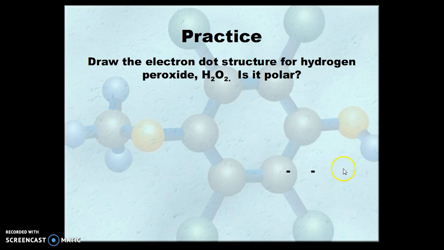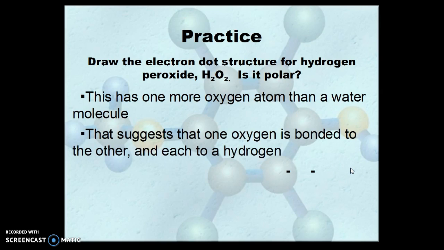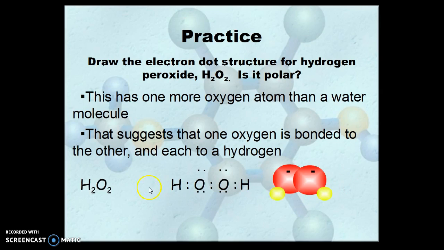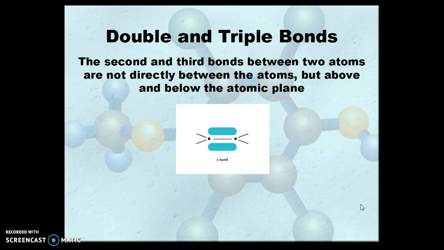So, practice the electron dot structure for hydrogen peroxide and ask if it's polar. It has 1 more oxygen atom than a water molecule, suggesting that 1 oxygen is bonded to the other and each to a hydrogen. And so, it looks like it's polar because you've got a negative end and the hydrogen positive end. The electrons are on one side, the hydrogens are on the other.